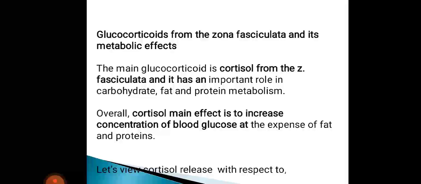Now coming to glucocorticoids. Glucocorticoids from the zona fasciculata and their metabolic effects. The main glucocorticoid is cortisol, already discussed before, from the zona fasciculata, and it has an important role in carbohydrate, fat and protein metabolism. Overall, cortisol's main effect is to increase the concentration of blood glucose at the expense of fat and proteins.